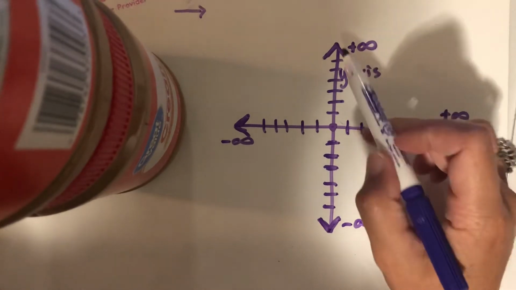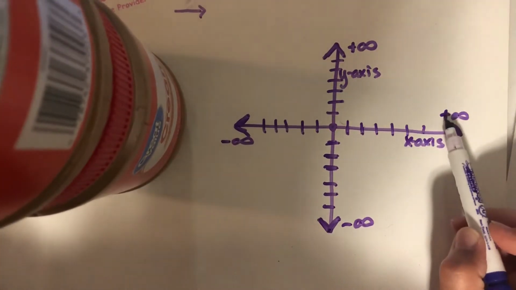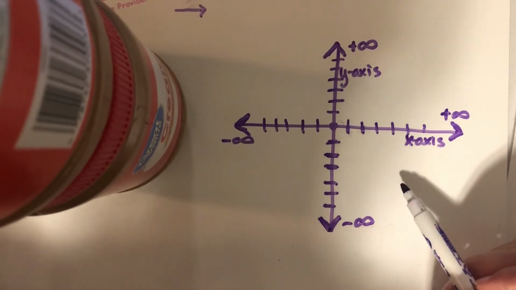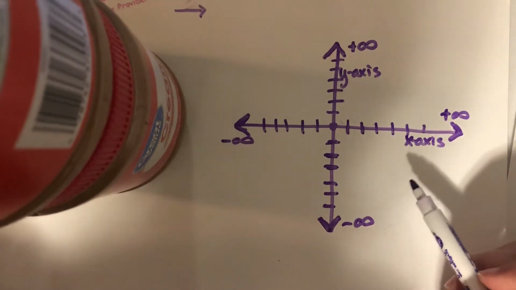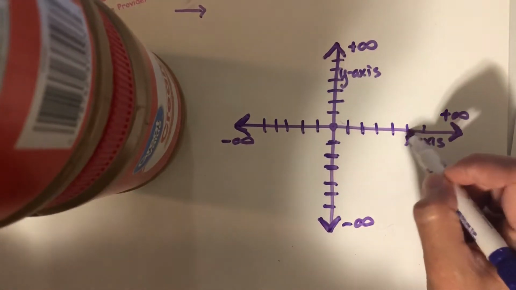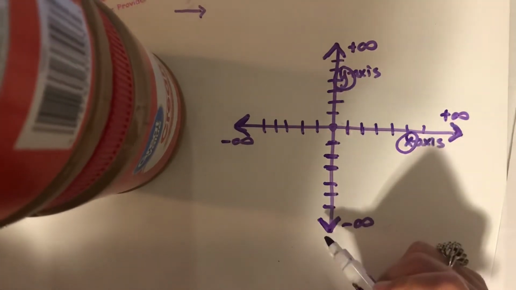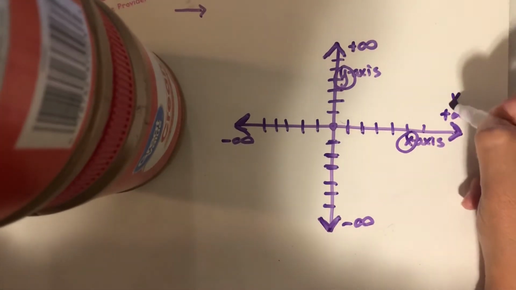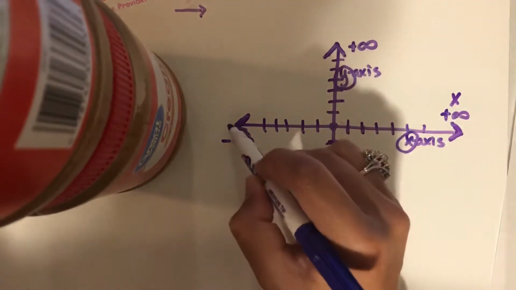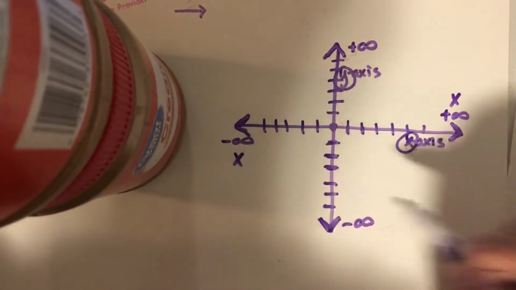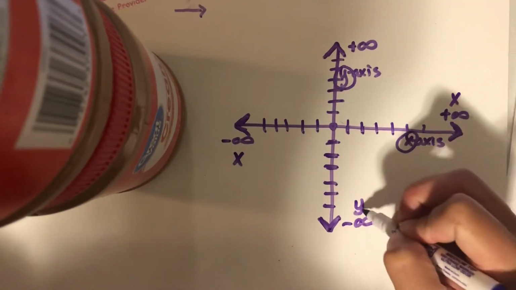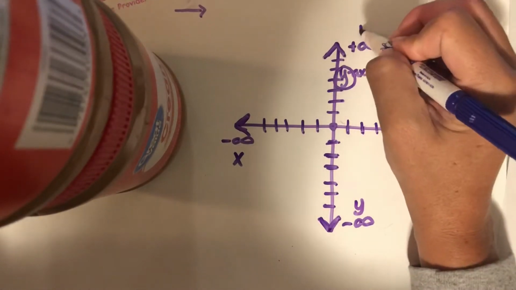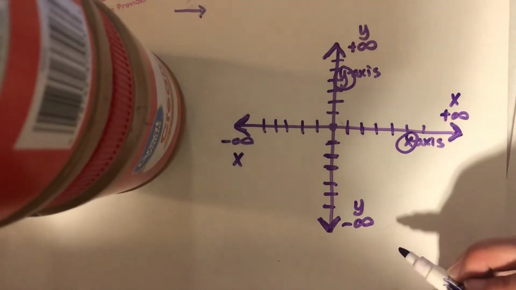The arrow to the right and the arrow up both say positive infinity, but they do not represent the same thing. So how do you tell the difference between those? It's pretty simple. You come back to these letters right here. This is the x in the positive infinity direction. This is the x in the negative infinity direction. This is the y in the negative infinity direction, and this is the y in the positive infinity direction.